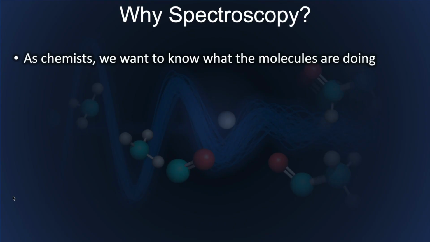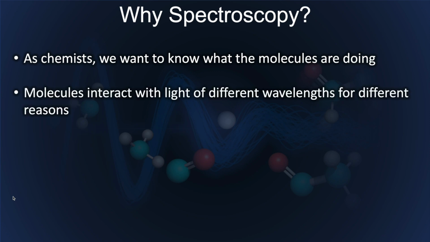So first of all, why spectroscopy? Why is this such an important thing in chemistry? Well, as chemists, we want to know what the molecules are doing, at least what they are doing if we look at them. Molecules interact with light of different wavelengths for different reasons. This is a core principle of spectroscopy: if we want to probe what the molecules are doing, we have to use the right wavelength of light to spy on these different actions they are doing when we look at them.